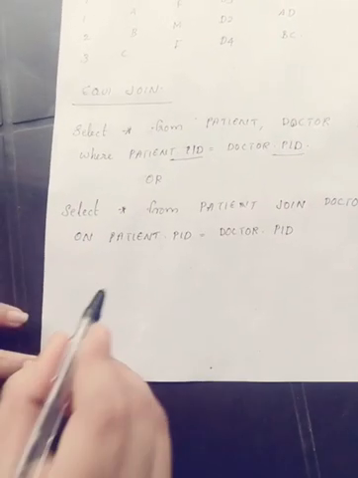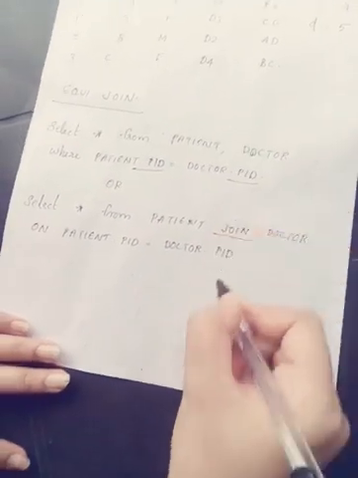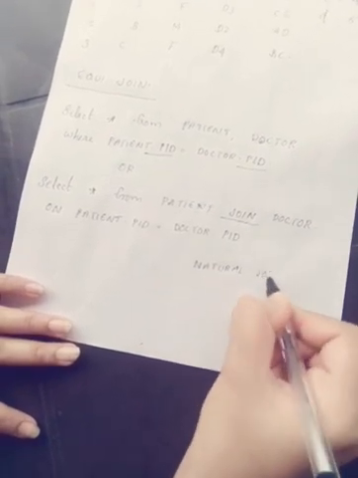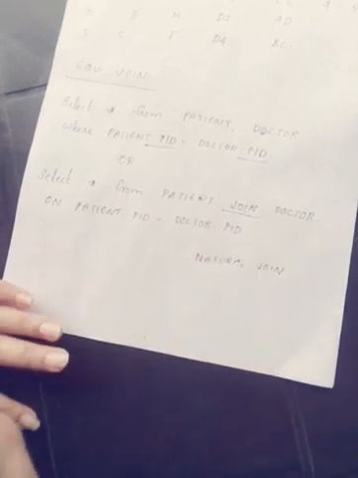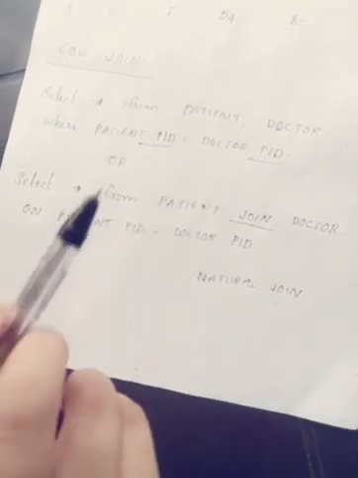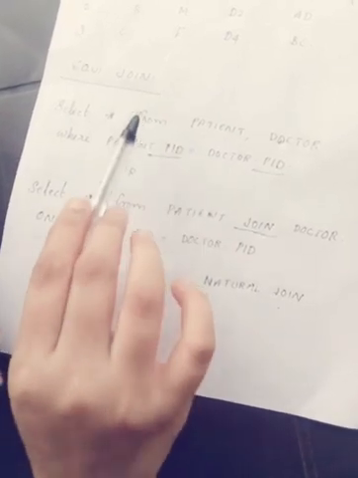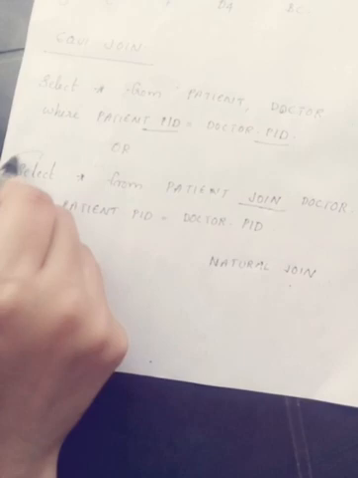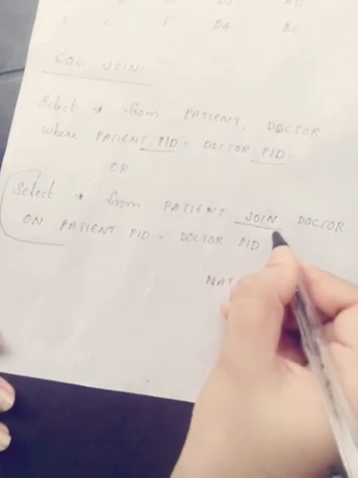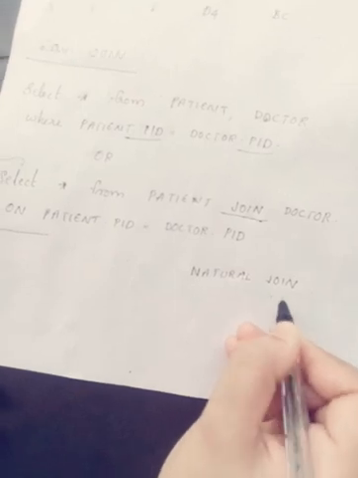In the case of natural join, instead of join you can use natural join. If you use simply join, that means it is equijoin. If you use natural join, that means natural join. Then you can see the difference. With the first syntax it is not possible to use both equijoin and natural join, but with this syntax it is possible using this keyword. If you use simply join, it is equijoin. If you use natural join, it is natural join.